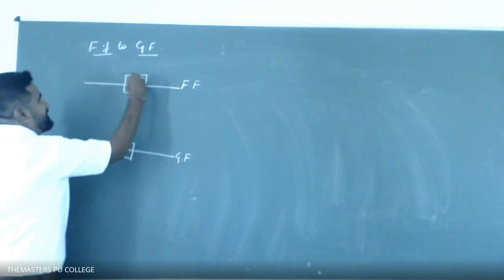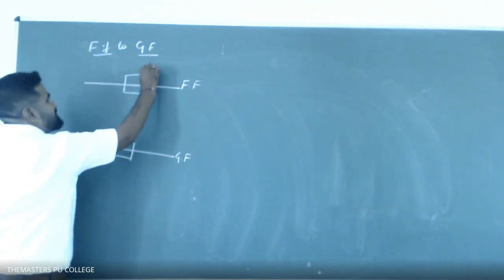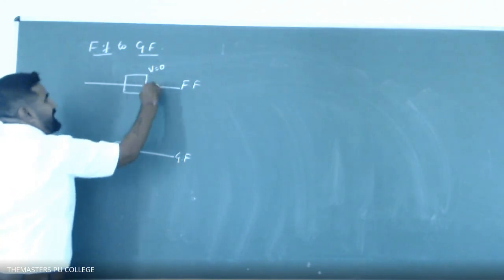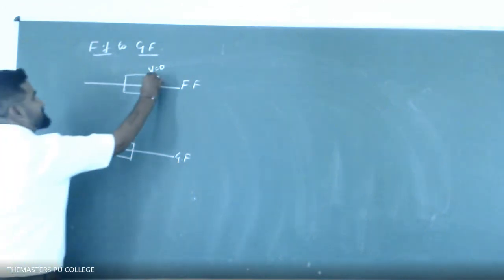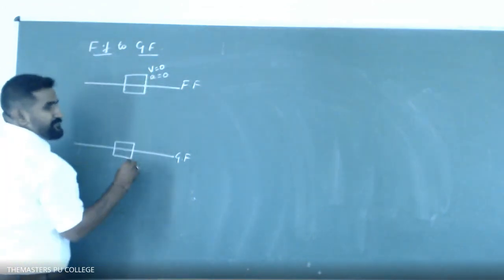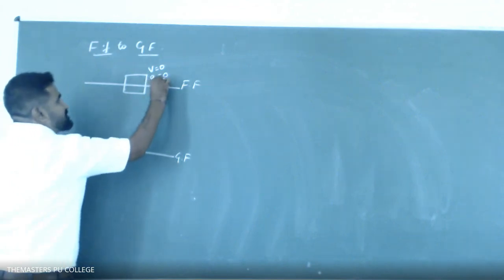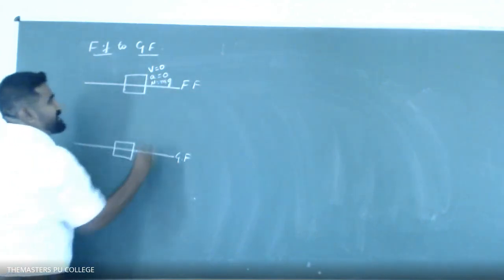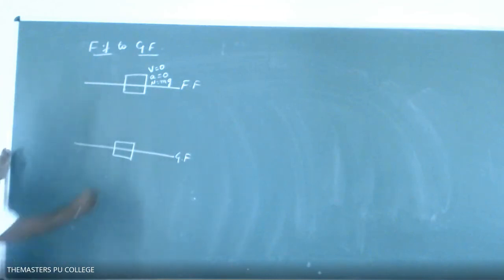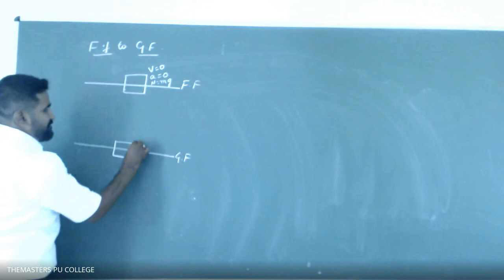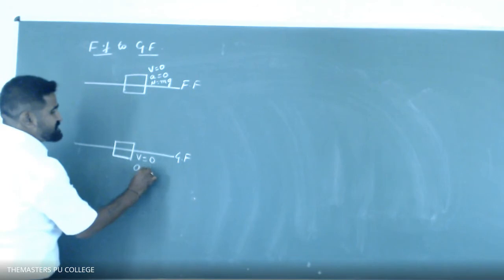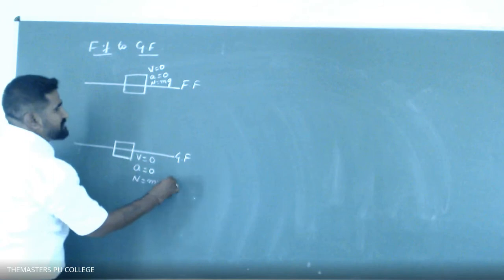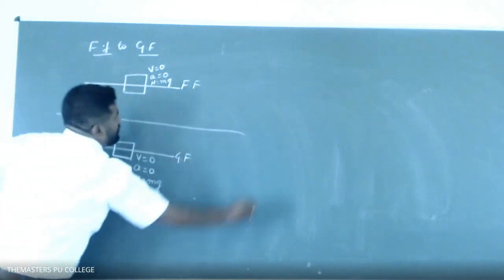Same story. When it is here, the velocity of the lift is 0. When it is in the first floor, the velocity is equal to 0. If velocity is equal to 0, acceleration is also equal to 0. If acceleration is equal to 0, N is equal to mg. Apparent weight is equal to true weight. Not doubting this. Same for the ground floor: velocity is 0, acceleration is 0, N is equal to mg. No doubt in this. Put a column in between.